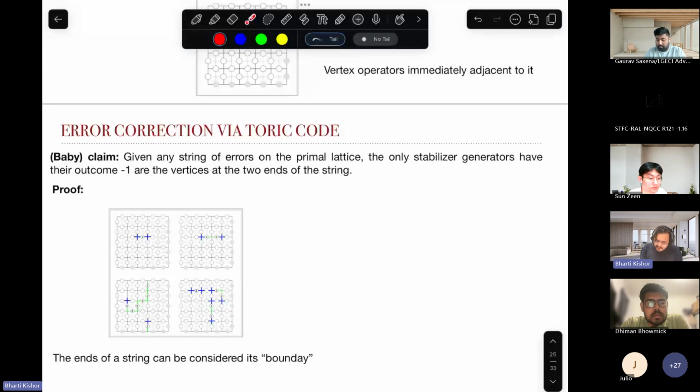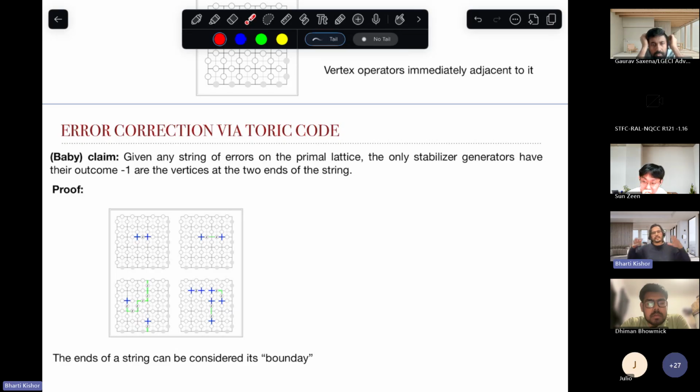Let's say a more complicated pattern of error has occurred. Let's say this is the error, here there is an error, Z, Z. Then there will be two vertex generators which are at the boundary of this string, which will anti-commute, and that will give you -1. You can have a more complicated pattern of error. Again, the vertex generators at the end of the string will anti-commute because they will have an odd number of overlaps. It's just one overlap, and that will give you -1. So you can have any pattern of errors.